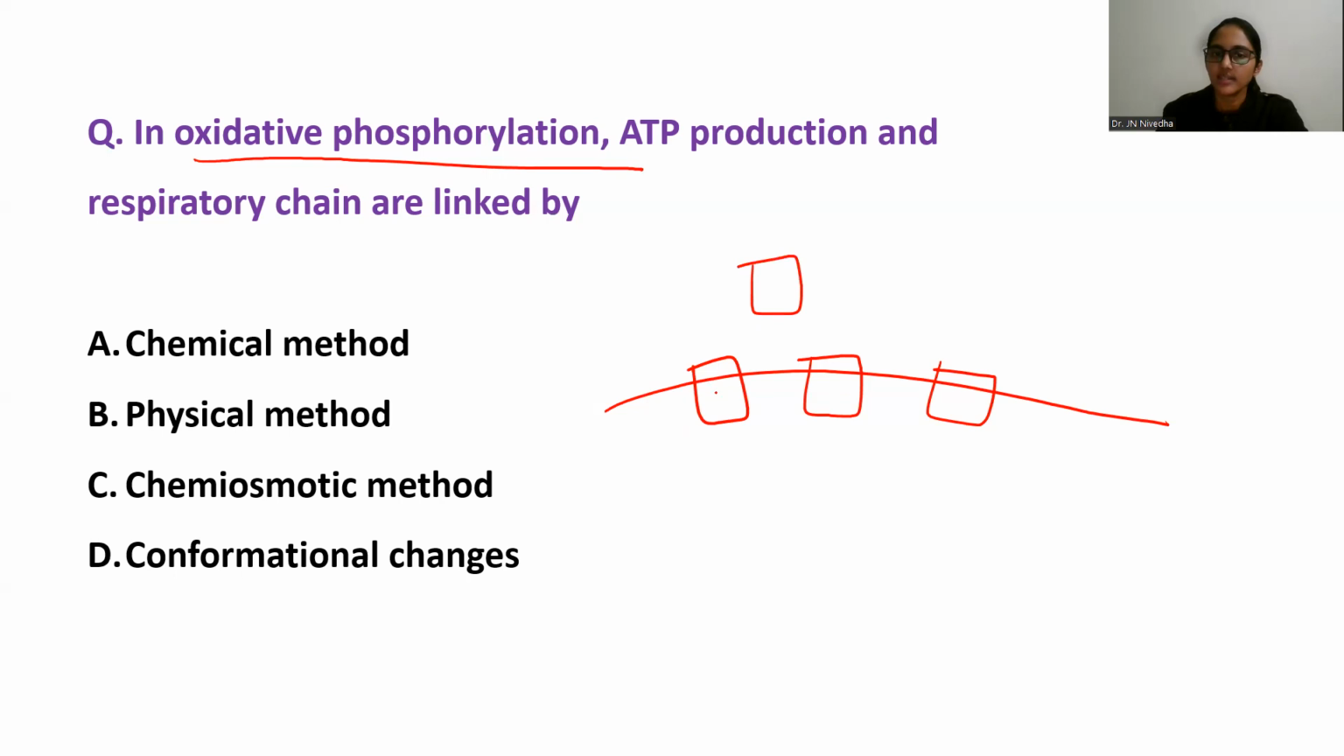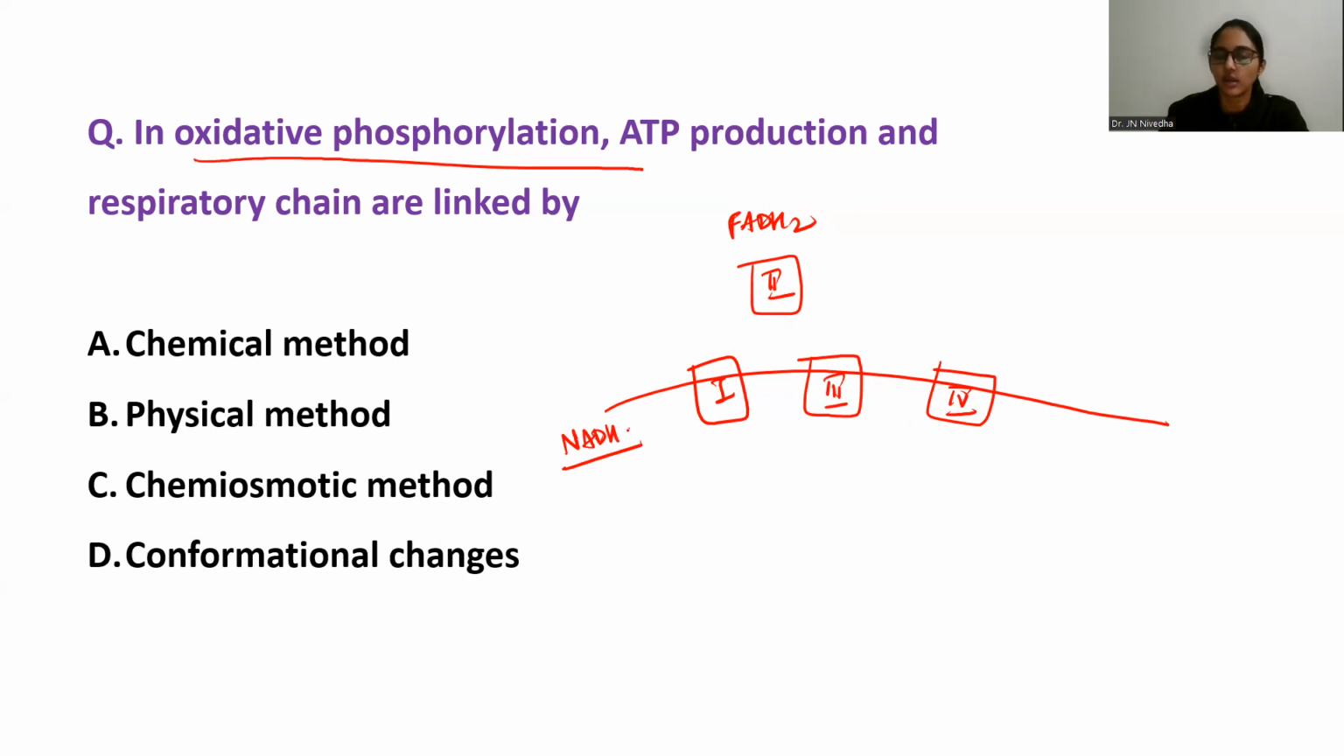So complex 1 is NADH dehydrogenase. Complex 2 is FAD dehydrogenase. Complex 3 is cytochrome reductase. Complex 4 is cytochrome oxidase. Okay, and the electrons from NADH and FADH2 pass through the electron transport chain. So they flow through these complexes.